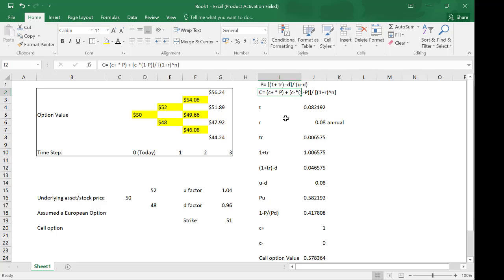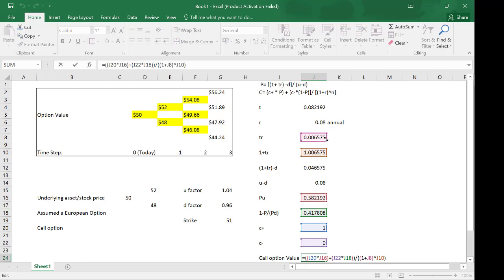So we have talked about C plus times P. We have talked about C minus times 1 minus P, which is nothing but the down probability. Now this whole thing is divided by 1 plus R raised to N. Just remember that if we're talking about a period like 30 days, then we also have to adjust R, the rate of return. This is the annual rate of return and this is the monthly rate of return. To keep things simple, that's what I've done here. So T times R is the monthly rate of return. Here we have 1 plus T times R, which is 1 plus basically R raised to N.